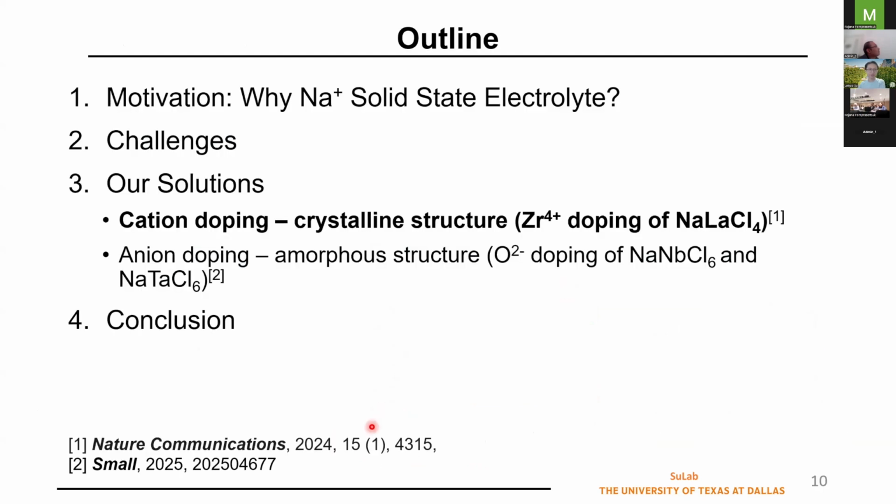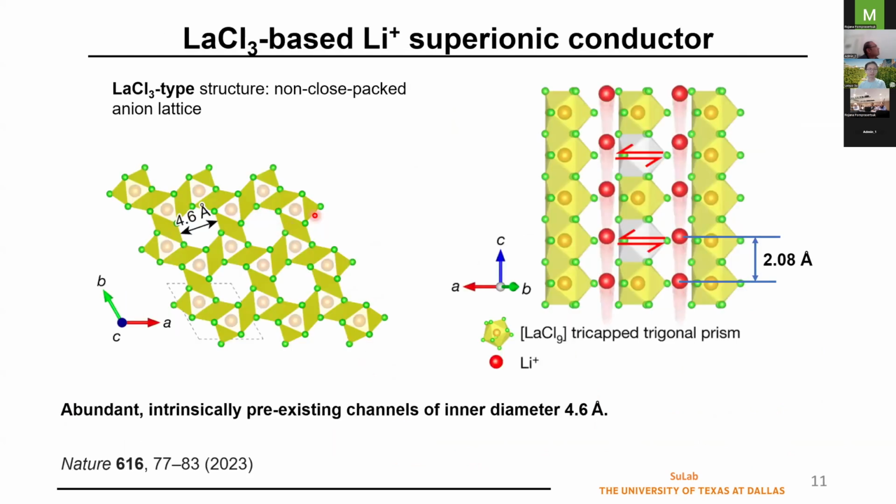So let me go to the outline to the solutions. In 2023, there's a paper published in Nature. They developed a first non-close packing anion structure, lithium chloride. So this is lithium chloride, a non-close packed structure, that has a large 1D channel for ion transport. They report a lithium chloride that can achieve a high conductivity and good compatibility with lithium metal.